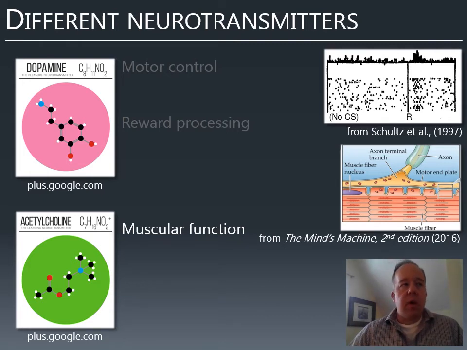So dopamine is involved in initiating an action. It's the signal in your brain that starts a movement. But acetylcholine is the signal that's actually released where your nerves connect to your muscles. It's called the neuromuscular junction. And so these nerves release acetylcholine, and it causes those muscles to contract. So you could not move without acetylcholine.